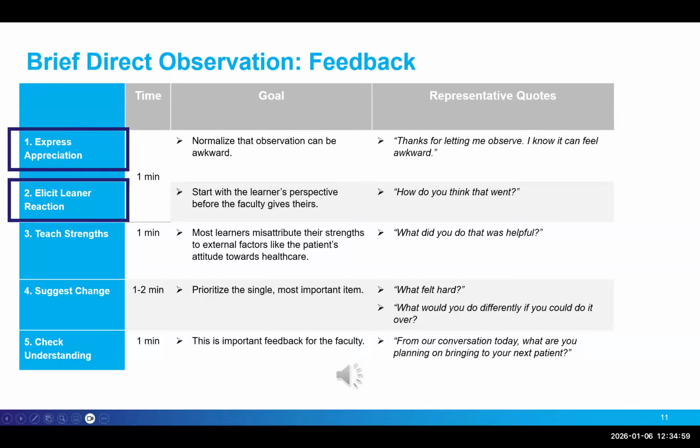The next step is probably one of the most important, which is teach strengths. This is because most learners overlook the contribution they made themselves towards a positive outcome in favor of external factors. And in fact, in listening to this learner's reaction, you can probably already forecast that the learner is going to be thinking about the patient's so-called health literacy and the rapport that they've built as factors that might have contributed to the positive outcome. And the learner may overlook some of the things that they did to make sure that this went well.